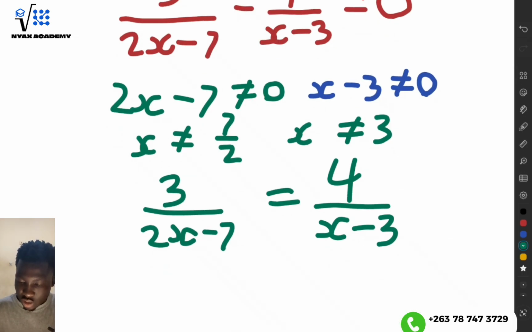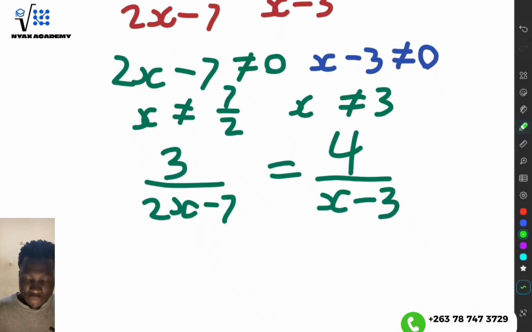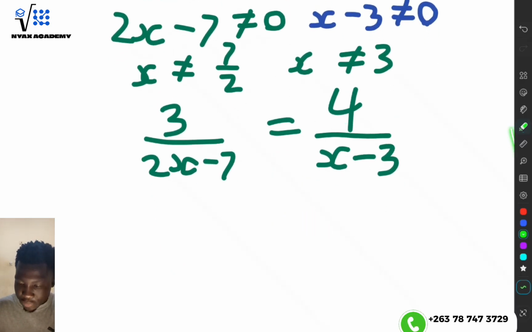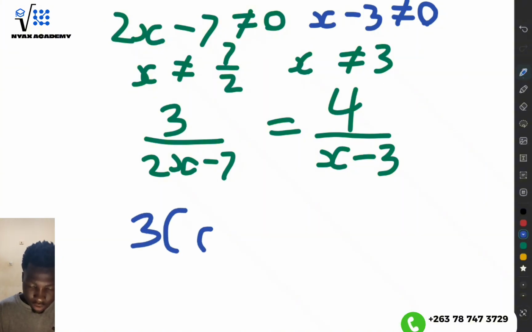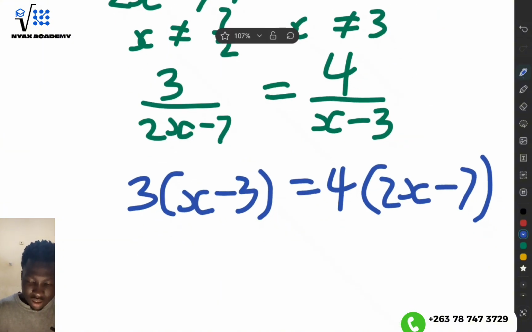Then third stage, we cross multiply. So the numerator part we multiply with the denominator part, and also the denominator part we multiply with the numerator part. So let's go on and do that. So we're going to multiply what? 3 times x minus 3 is equal to 4 times 2x minus 7 in bracket.